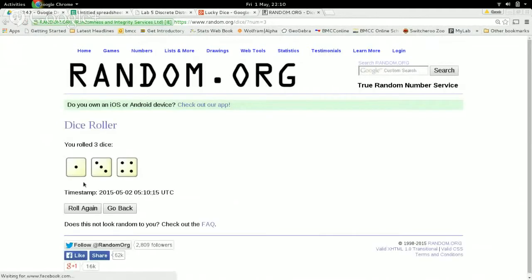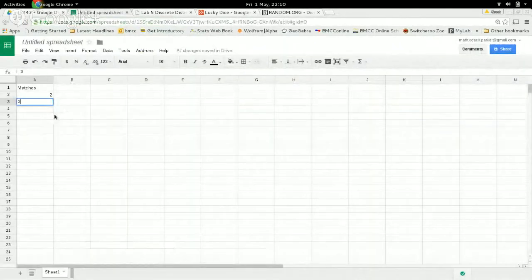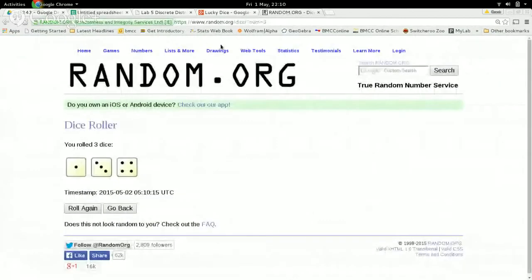Again, no matches. And so I'll make a note that I have no matches on that trial. You keep playing this game over and over again. Now, if you have dice at home, you can roll real dice. So I got a match.